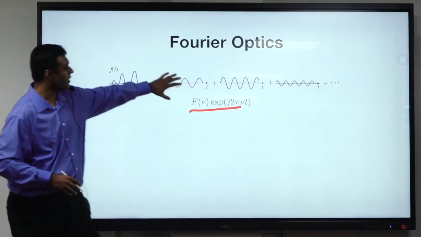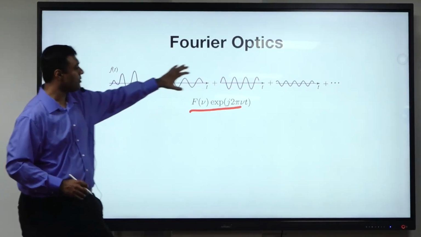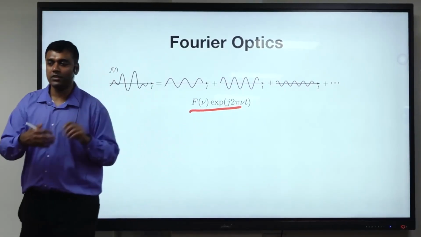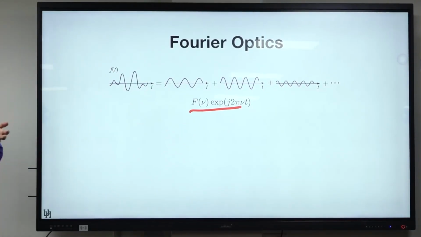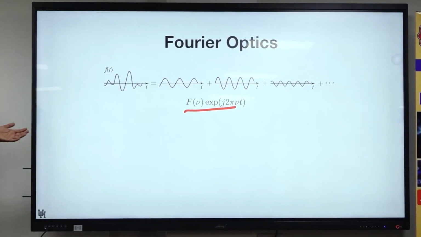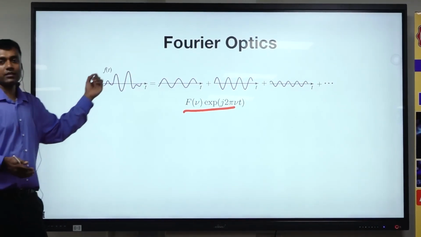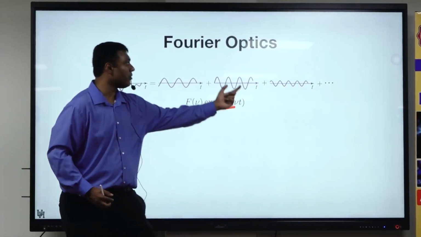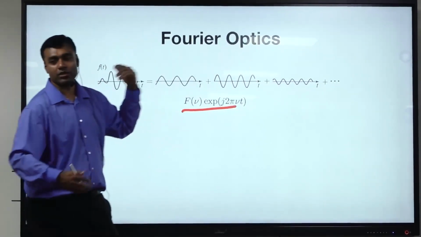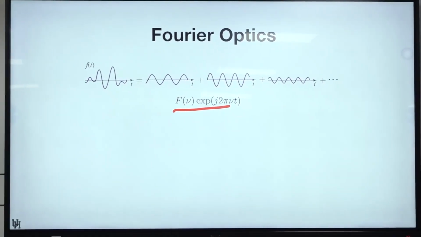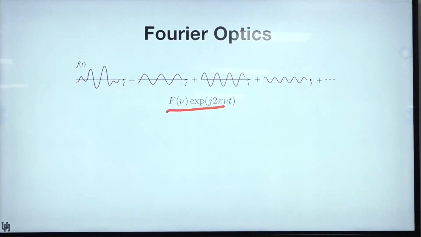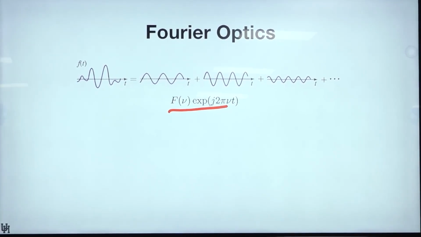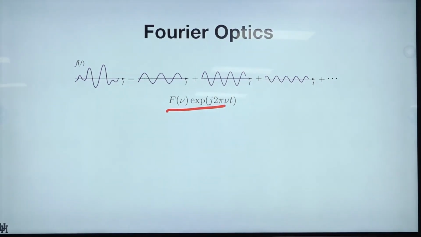How much of this function should you take? How much of this oscillation, this sinusoid, should you take? That is the Fourier transform of this signal. Add 1 unit of this plus 2 units of this plus 0.5 of this and so on and so on. And that sequence of numbers for different frequencies is essentially the Fourier transform. That's one good way to understand the Fourier transform.